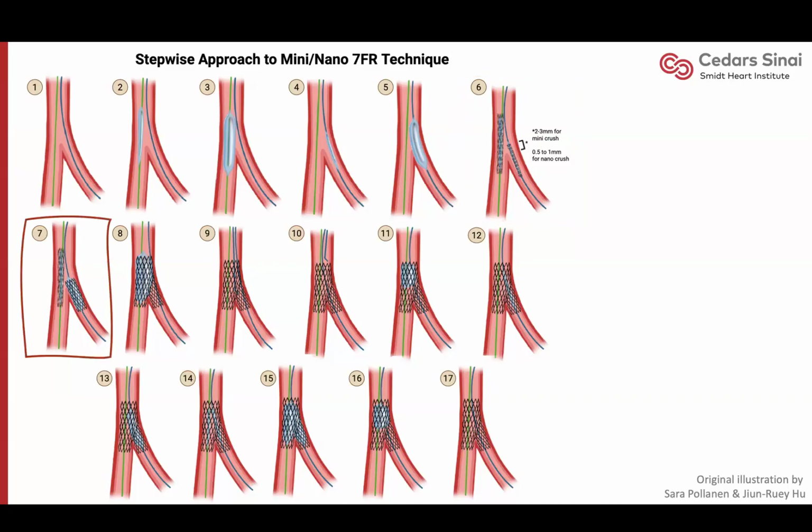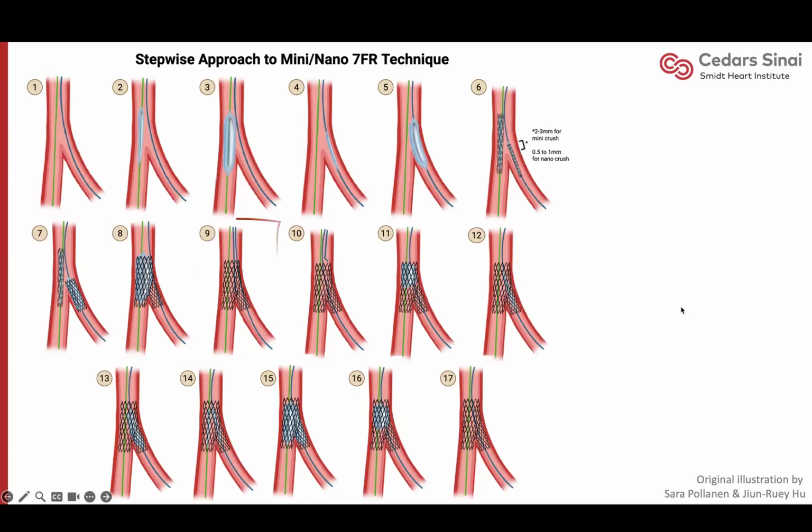Deploy the side branch stent first and perform an angiogram to verify that there is no distal dissection that will require the delivery of a second stent into the side branch. Now that you have stented the side branch, remove the side branch stent delivery system and deploy the main vessel stent. This crushes that 1 to 2 millimeter proximal segment of the side branch stent that was protruding into the main vessel.